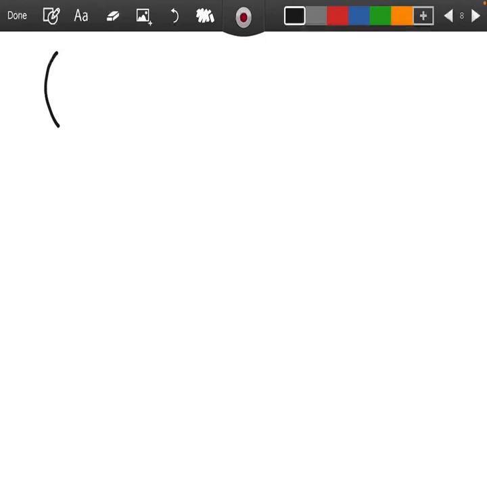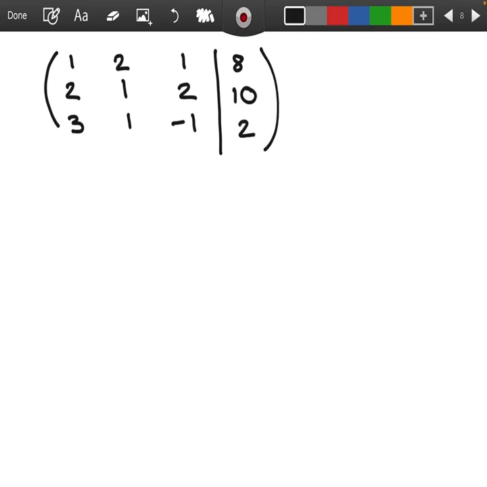Okay, so if you go back and look at our 3 equations, the coefficient of x was 1, then the coefficient of y in my first equation was 2, and my coefficient of z in my first equation was 1, because I had x plus 2y plus z equals 8. Then my second equation, I had 2x plus y plus 2z equals 10. My third equation, I had 3x plus y minus z equals 2.